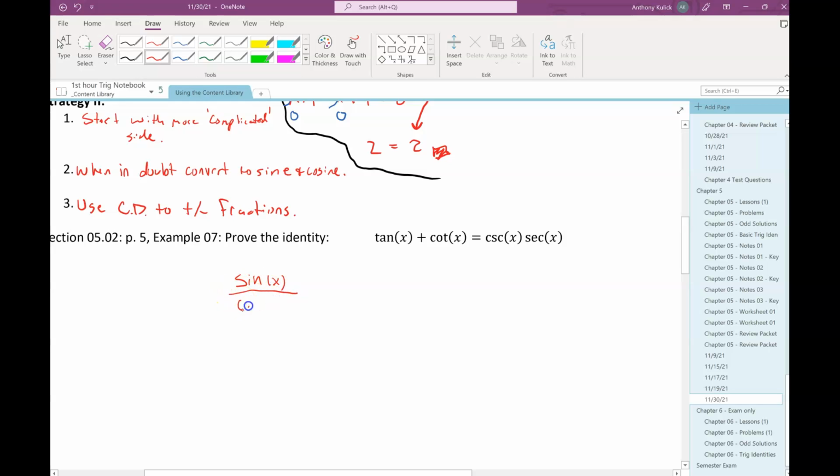So if I look at Q1 on my identity sheet, tangent is sine over cosine. And if I look at Q2, cotangent is cosine over sine.